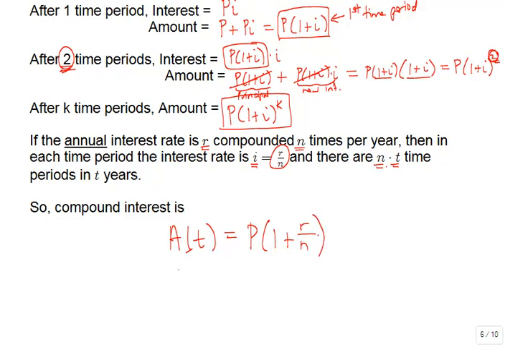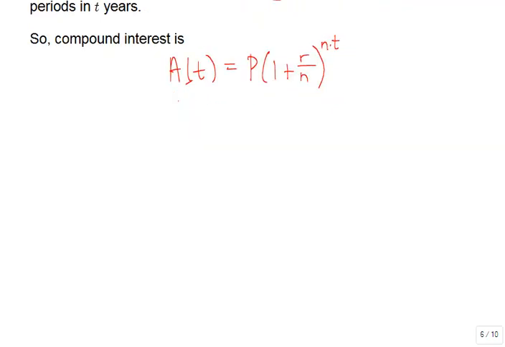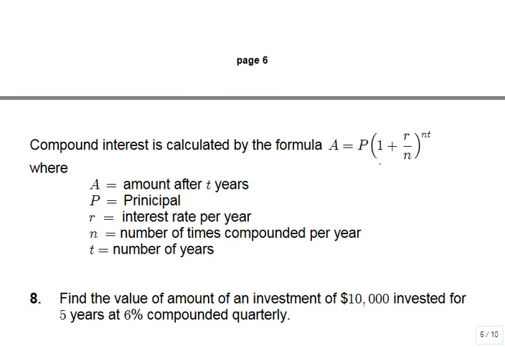So I'm replacing that I with R over N. And instead of K up here, how many compounding times do I have? Well, I get N compounding periods times T years that I leave my money in there. So this is our compound interest formula. And you'll see on the next page, here it is, all typed up nice and neat.